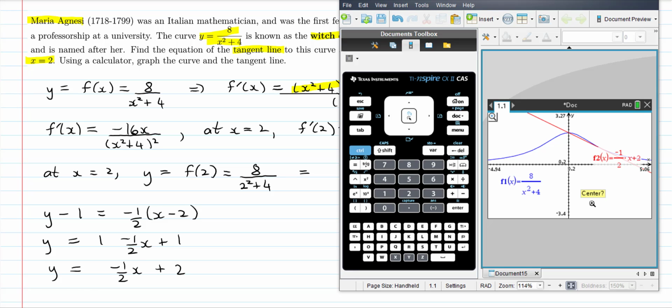Okay, so that finishes this question. We've used the quotient rule to differentiate that function, y equals 8 over x squared plus 4, and then we found the equation of the tangent line to this curve at the point x equals 2.